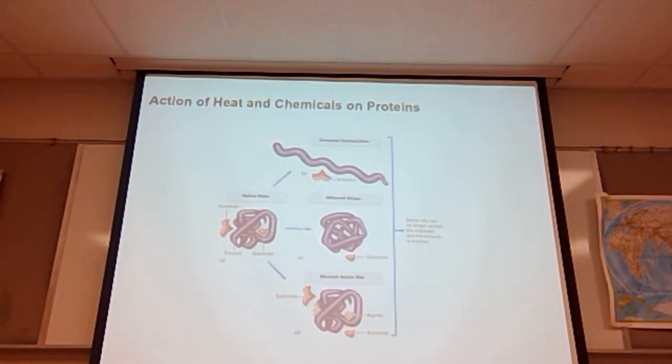A different shape, again, the agent, while it has not completely denatured, has changed it enough that this active site here is no longer functional. The one that is supposed to be binding right there can't get there either. Or you can have the microbial agents block the active sites so the substrate cannot attach themselves. Three different types of heat and chemical. These two would more than likely be applied by heat, and this is the chemical process.